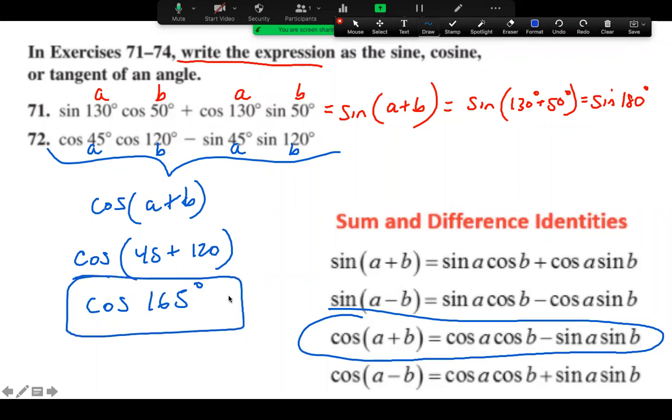And that is it. It did not say to solve or evaluate anything like that. It just said write the expression as sine, cosine, or tangent of a single angle, and this one turned out to be a cosine.